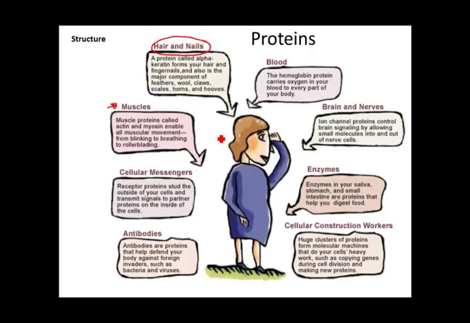Movement, so muscles is our big one. Muscle proteins allow muscles to contract and allow us to move. Hemoglobin allows oxygen to be carried around inside our blood, delivered to different parts of our body.